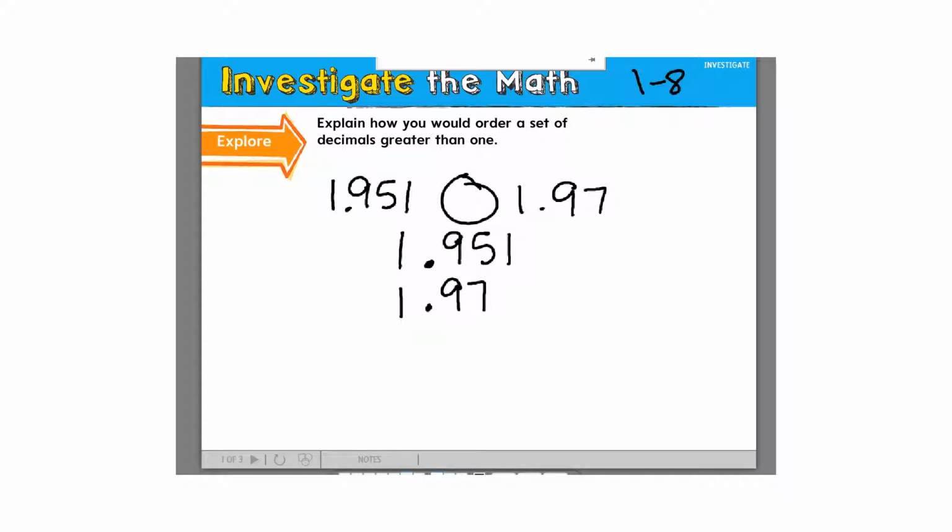You're okay. Okay, so I'm going to start in the ones place. Compare a 1 with a 1. Then I'm going to compare a 9 with a 9. So far they're equal. Then I'm going to go on to the hundredths place where I compare a 5 with a 7. And since a 7 is larger, that makes this number, 1 and 97 hundredths, the larger number. What is it called when I do this?